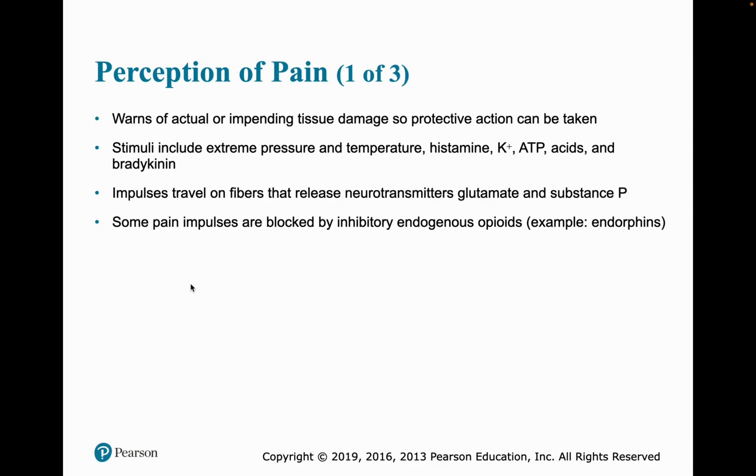So pain perception is very important. It warns of actual or impending tissue damage, so that you can take preventive action, protective action. In general, when something hurts, you should stop doing it. The stimuli for this include extreme pressure and temperature, chemicals such as histamine, potassium, ATP, acids, and bradykinin. These impulses are going to travel on fibers that release neurotransmitters, and they tend to be glutamate and substance P. Although some pain impulses are blocked by inhibitory endogenous opioids, endorphins.